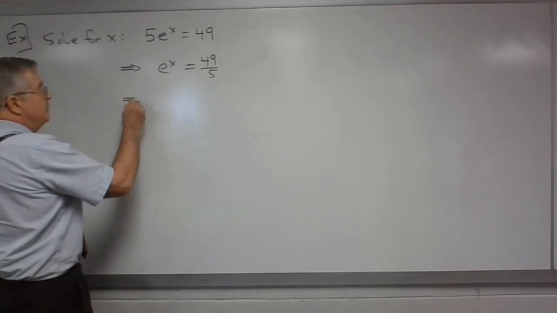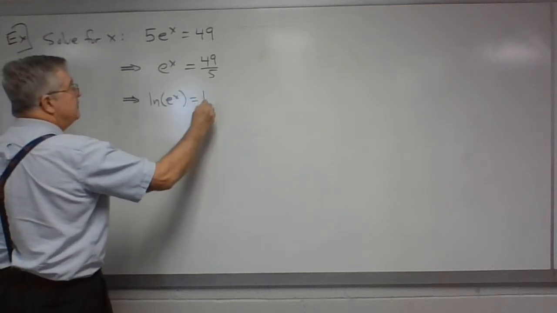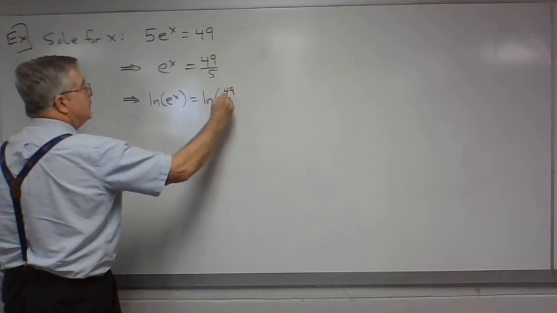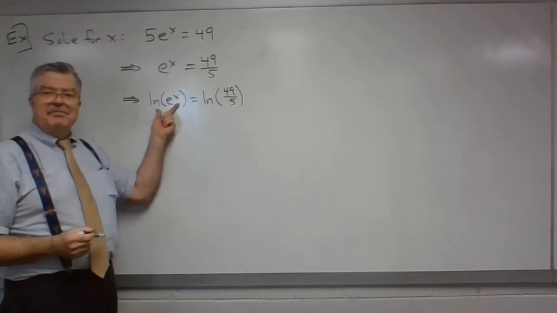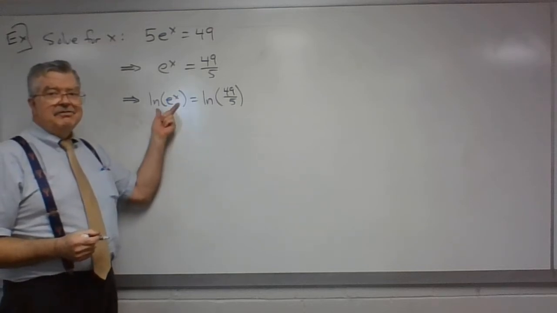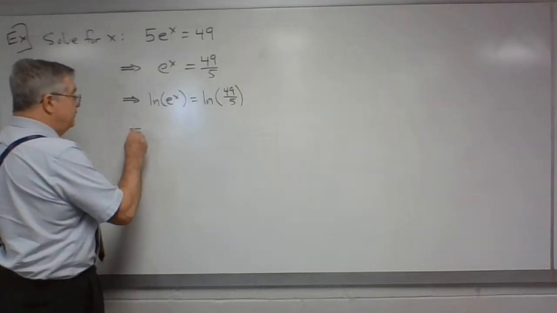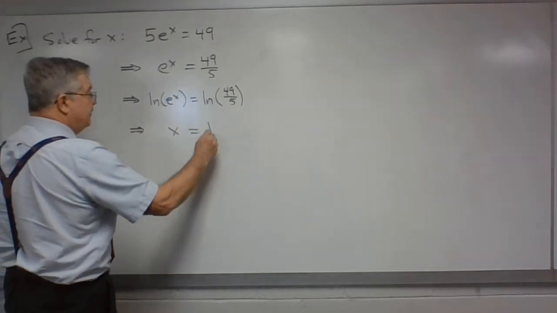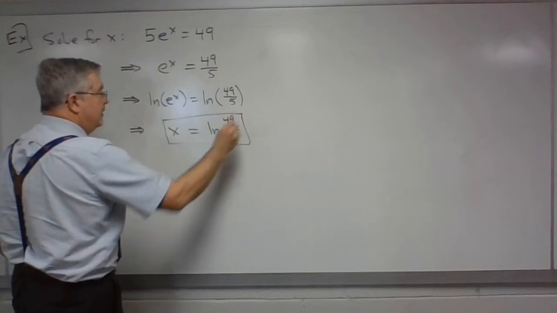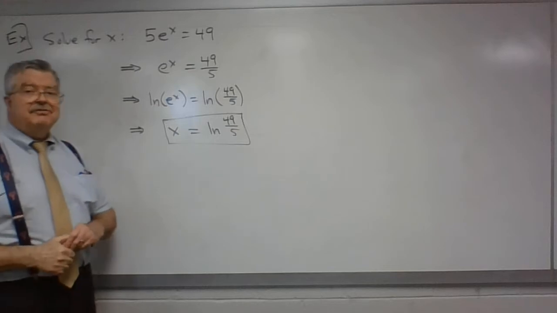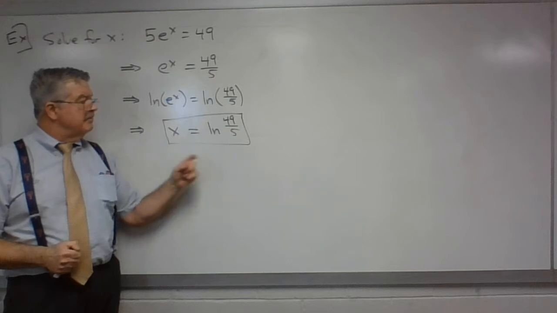So here's what we'll do. We'll plug both sides of the equation into the natural logarithm function. Now we see it, don't we? Natural log of e to the x, natural log and exponential functions undo each other, and they leave us just the exponent. Okay? We just solved our equation for x.